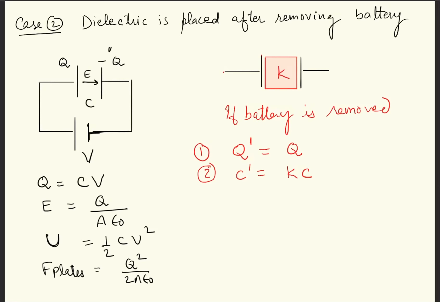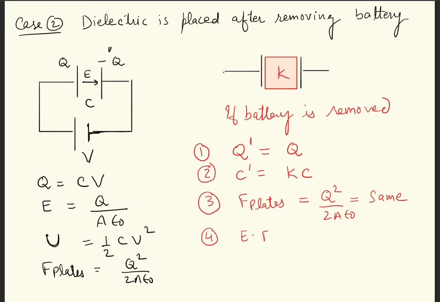Now we know Q dash and C dash. We can calculate all other parameters. First thing, the force between plates. The force between plates will remain the same, Q square by 2 epsilon naught, equal to Q dash square by 2 epsilon naught, because Q dash is equal to Q. So the force between plates will remain the same.